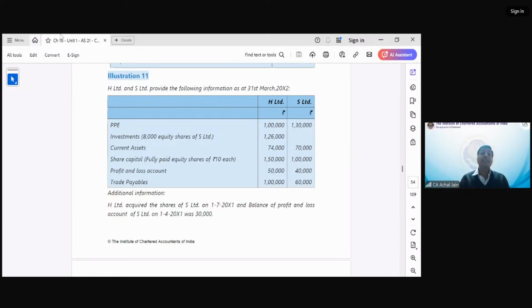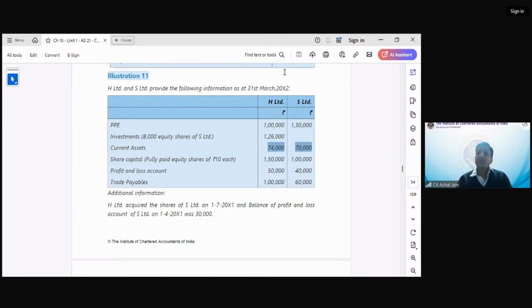So what is it that you will do? Very simply, now you need to apply line by line addition. So PP you will add line by line. Investments, will you take it to the balance sheet? Preeti says no, Hardik says no. Why? Because this has already been taken and knocked off while calculating goodwill. Correct? Current assets, these two you'll add line by line.